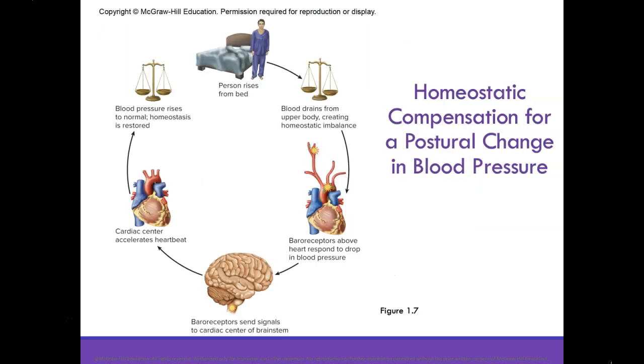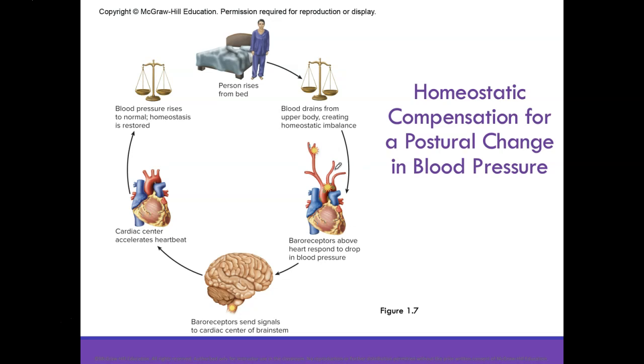One other example of negative feedback is the homeostatic compensation for postural changes in blood pressure. So when we get out of bed, we have a great shift in blood pressure, right? When we were lying flat, blood pressure was relatively stable. But when we stand up, the blood drains from the upper body. That's going to create an imbalance in homeostasis. We don't want all the blood to just pool to our feet, because that's what gravity wants to do.